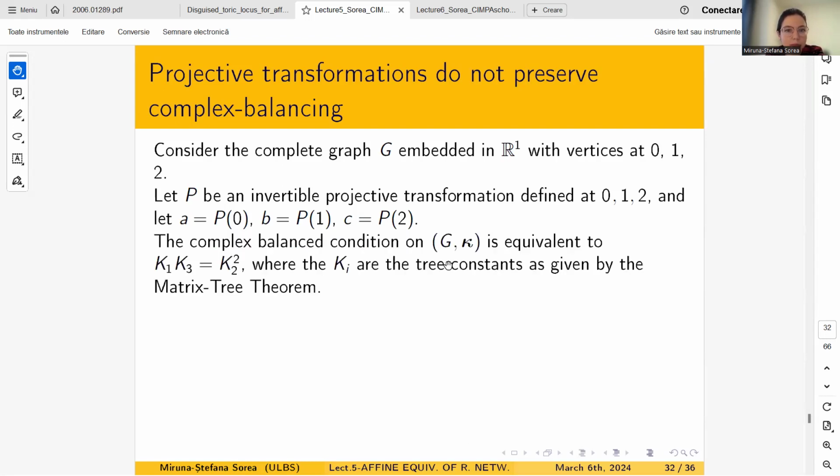Okay. Now, since this is a complete graph on the vertices 0, 1, 2, we saw last lecture what happens with a triangle on a line, what we were calling before the triangle on a line.